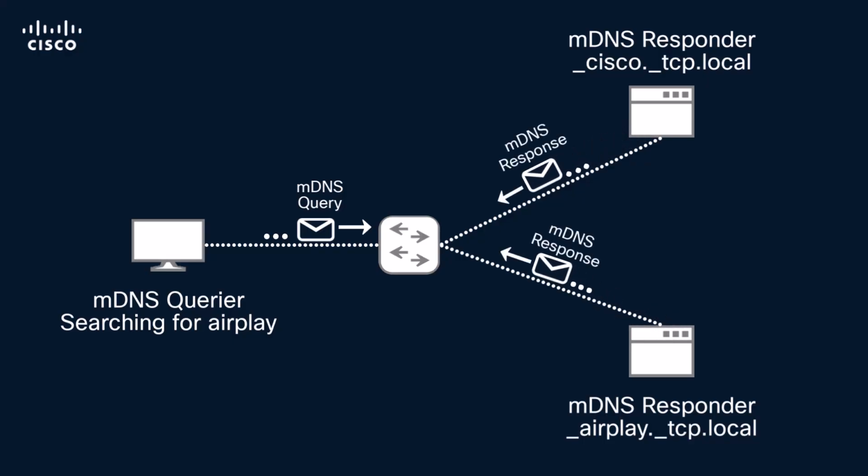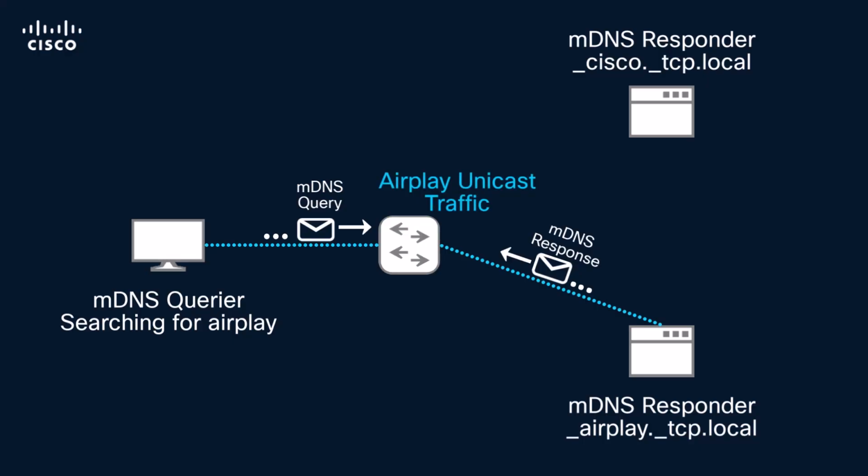With the Catalyst 9K switches, local area Bonjour in unicast mode provides a scalable and efficient approach by converting multicast-based service discovery into unicast communication. This helps reduce unnecessary multicast flooding, improves network efficiency, and enables controlled service discovery across different segments of the network.